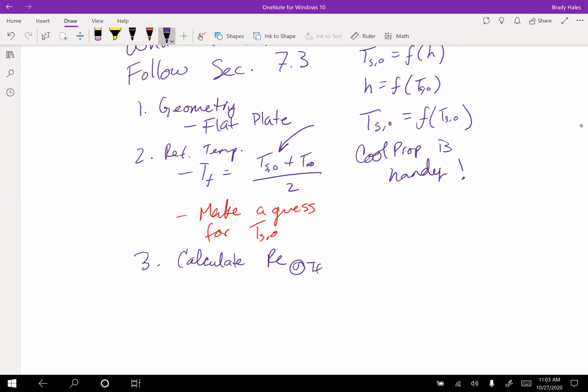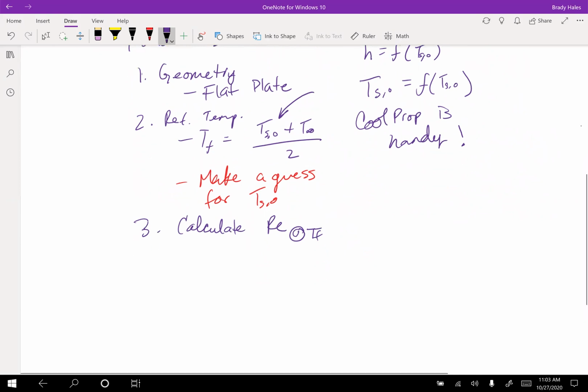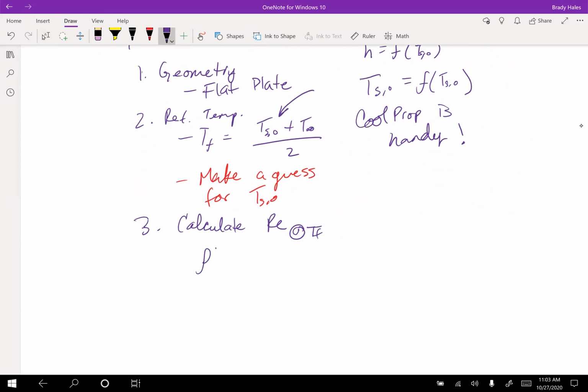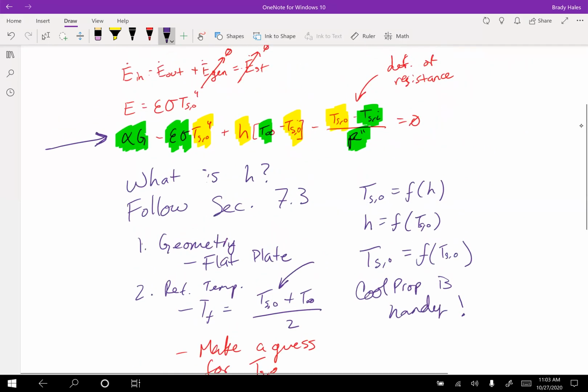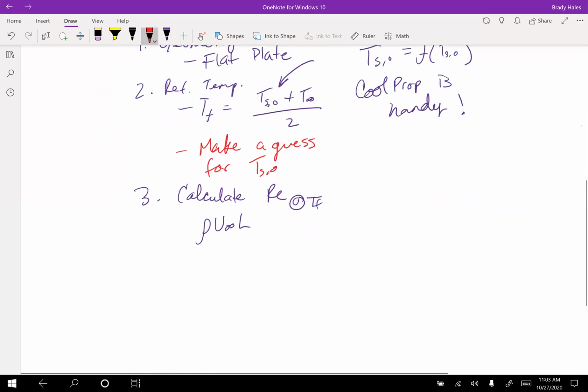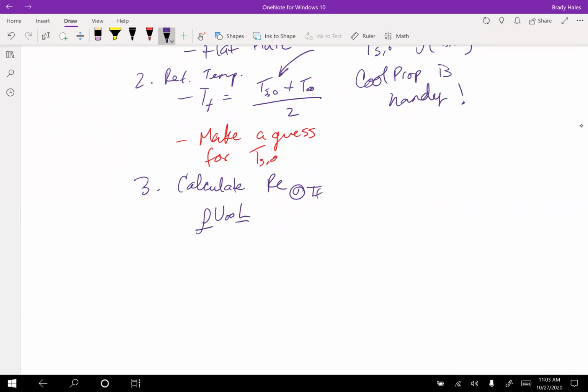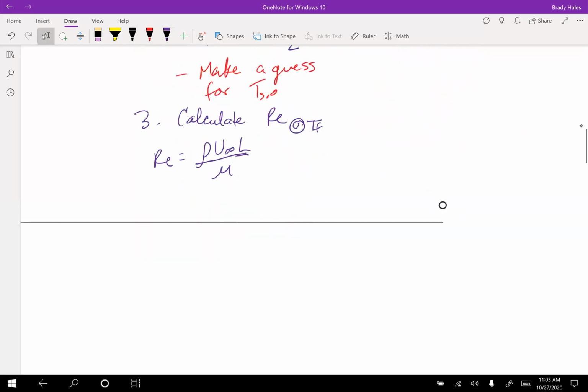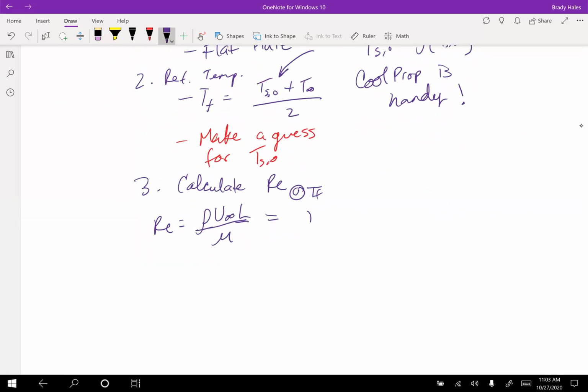At the film temperature, right? So you have rho, U infinity, L. L in this case is 12. I'm going to just put that here, 12 meters. And then that would be divided by the kinematic viscosity. The other thing, this is equal to U infinity L over nu.